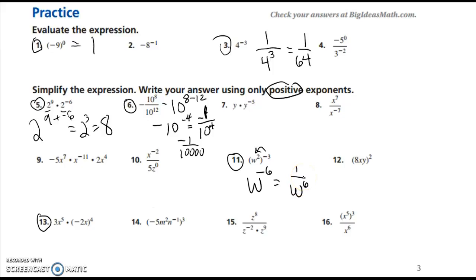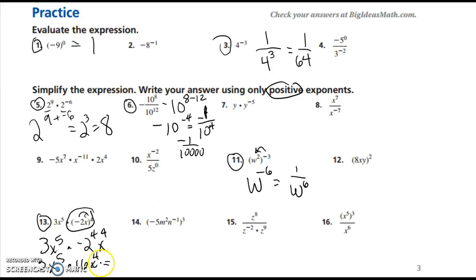And the last one, 13. Let's first worry about this portion of the problem. Let's bring that 4 into the negative 2 and the x. So we get negative 2 to the 4th and x to the 4th. Negative 2 to the 4th you can actually calculate. Negative 4 times will turn positive. So 2 times 2 is 4, times 2 is 8, 16x to the 4th.